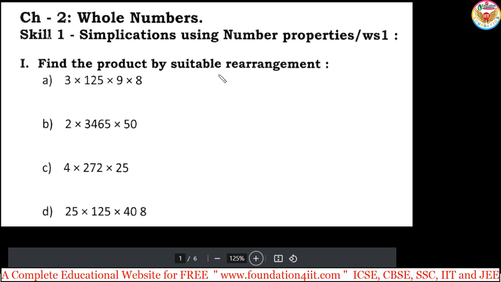From class 6, chapter 2 is whole numbers. To understand the concepts, especially all the basic skills in mathematics from this chapter, you should have perfect knowledge about rearrangement to find the products. First, one thing. Then the whole number simplification methods, you should also know those. So, let us do one by one.